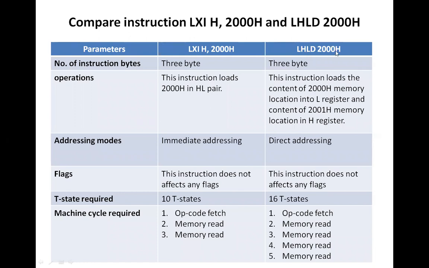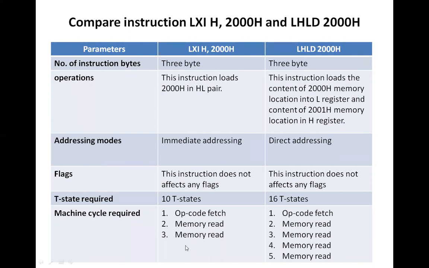Once LHLD 2000 has been accessed, then what does it have to do? Again, it has to go to the memory location 2000, and whatever data is written at memory location 2000 will be copied into the L register, and that will again be a memory read operation. And then again it will read the content of 2001, so again we have a memory read operation. So we have 4 plus 3 plus 3 plus 3 plus 3. 3 fours are 12 plus 4. Total 16 T states, 5 machine cycles and 16 T states.